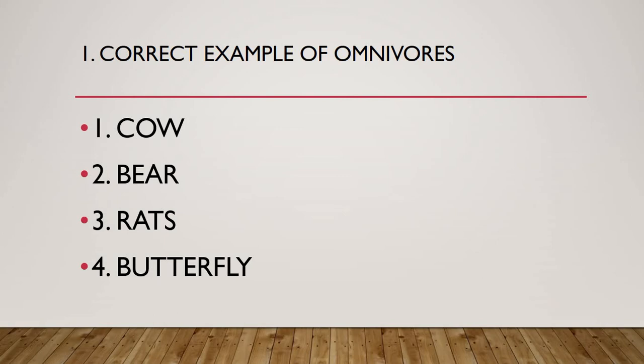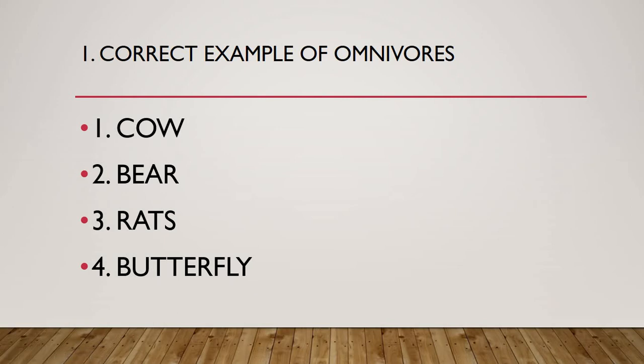Question number 1. Correct example of omnivores. So here are a few names of animals in which one is the example of omnivore. You have to choose the correct example of omnivore. If you have written the answer, well and good. If you haven't written, let's read the options. 1 is cow, 2nd is bear, 3rd is rats, 4th is butterfly.